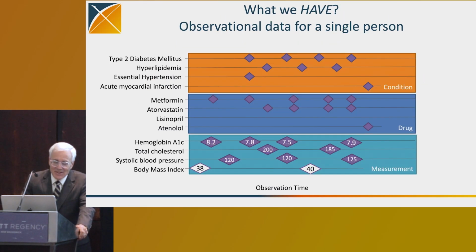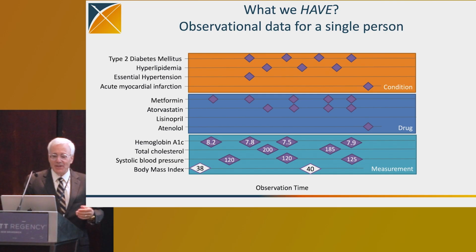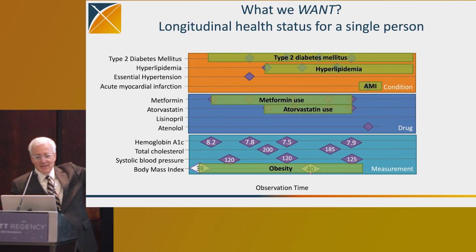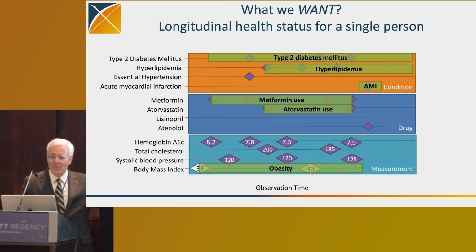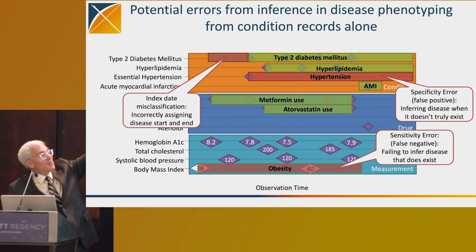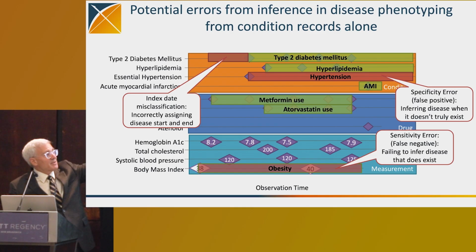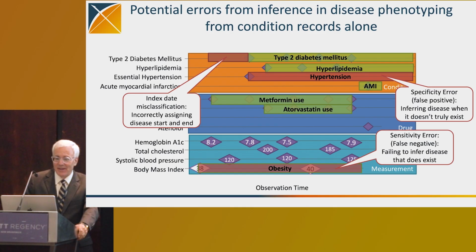So what we have is a longitudinal record of different data types. What we want are phenotypes that start and end at something. The top one is type 2 diabetes, hyperlipidemia, and so on. That's what we want. But we make mistakes. Sometimes we get the timing wrong, and we want to know when they actually started with the disease, although that's a soft concept. And we have some false positives and false negatives, and we need to work around that.